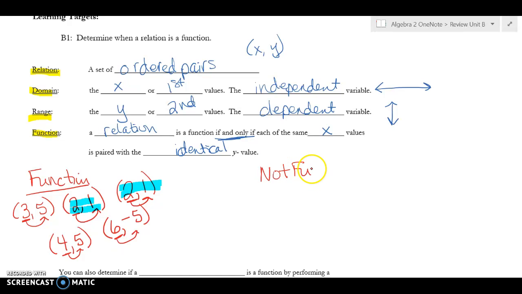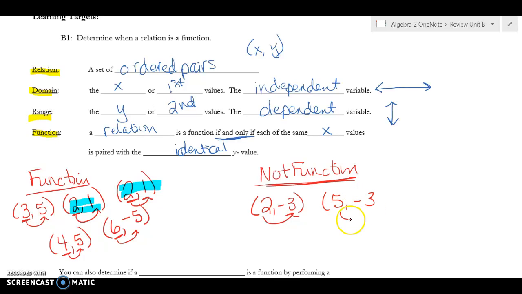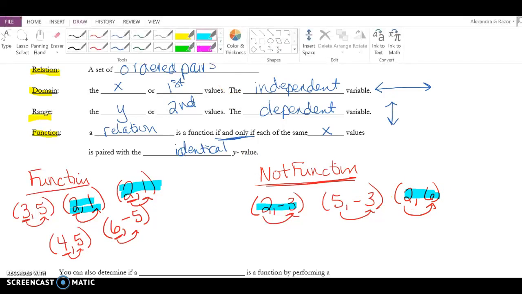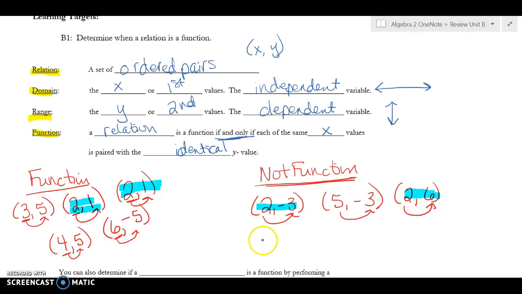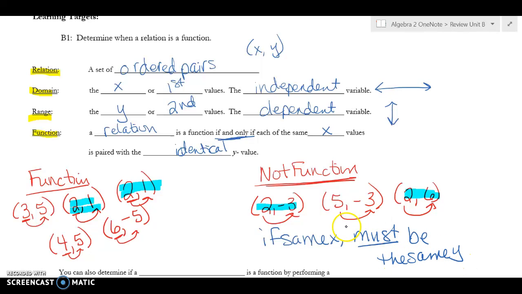Okay, not a function is what happens when one number tries to go to 2 places, or to 2 parties, which can't happen. So let's say I have 2 and -3, 5 and -3, that's okay. But now 2 I have with 6. That's an issue. The issue here is that 2 goes to -3, but then over here it also goes to 6. That cannot happen, okay? So if you have the same x, it must be the same y. So since it's not, that is why this one is not a function, because 2 went to -3, and then over here it went to 6.